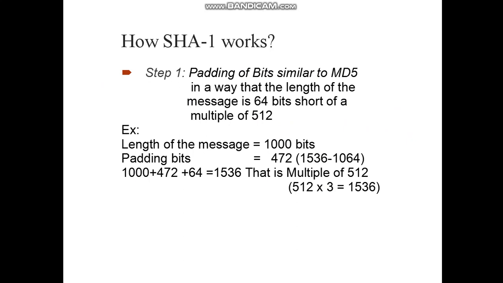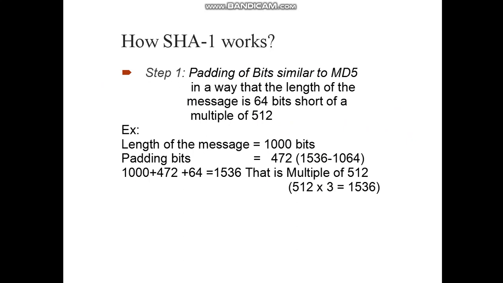To understand the padding of bits, we have considered one example. In our example, let's assume that the length of the message is 1000 bits. Now we have to calculate the length of the padding bits. To calculate it, the length of the original message plus the length of the padding bits plus 64 bits gives one total value. This value should be a multiple of 512. So, in our example, the length of the padding bits should be 472.